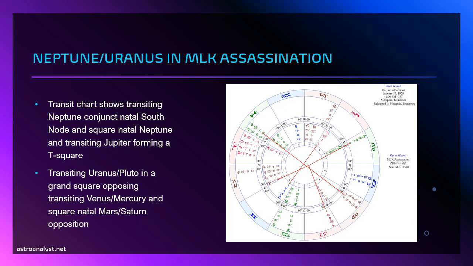So it's really created this big T-square because his natal Mars and Saturn opposition is part of all this. So this Grand Cross and this T-square seem to give a view of what was going on with him on that particular day.